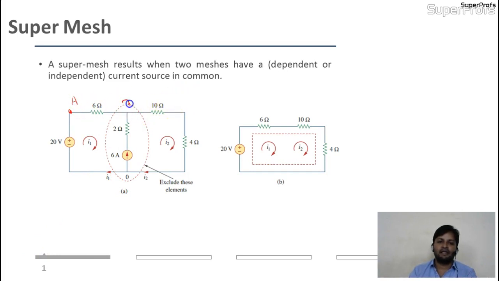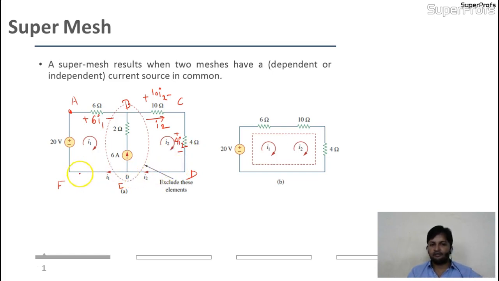KVL in A, B, C, D, E and F. I'll start from here only. I'm getting a drop in this way, and the voltage is 6I. Which current is flowing in the 6 ohm? I1. What about the 10 ohm? The current is I2, so the drop is 10I2. And what about this? Yes, this is 4I2.